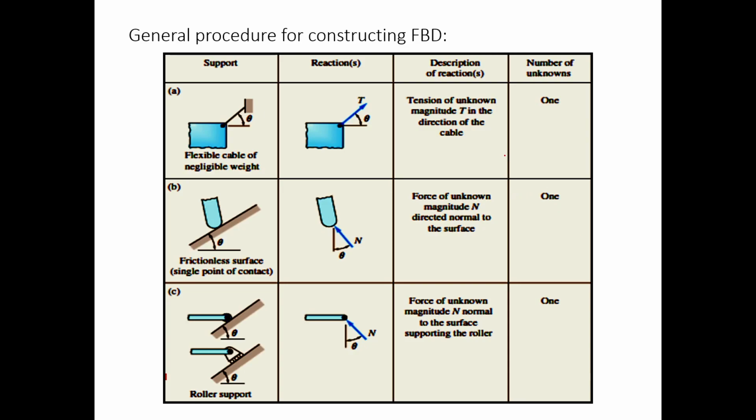Okay, so the general procedure for constructing an FBD. For a flexible cable of negligible weight, in this particular point, you can just put tension here. So tension and then unknown angle theta. From this one, it becomes this. You can also just have a point, and if you don't want to draw the box again, you can just have a point here and then the arrow is going towards that direction. And then you create a hidden line and then the angle theta.